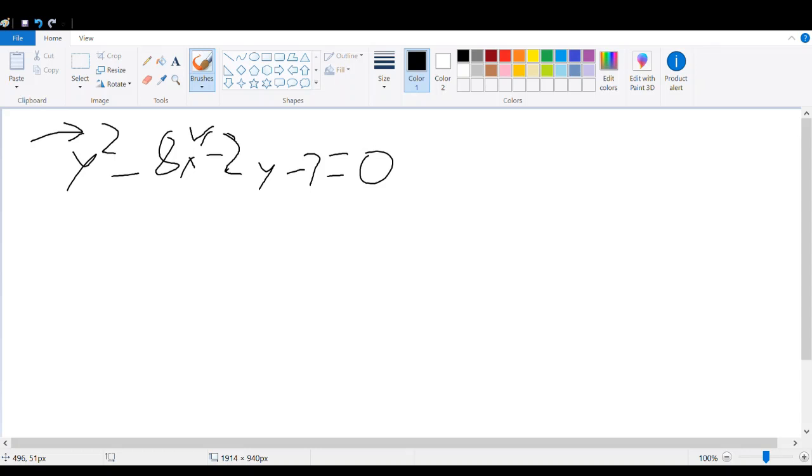So now we're going to complete the square to get the standard form of this equation and get it to a point where we can graph it. So let's go y squared. I'm going to get all the y's together and all the x's and the constant together.